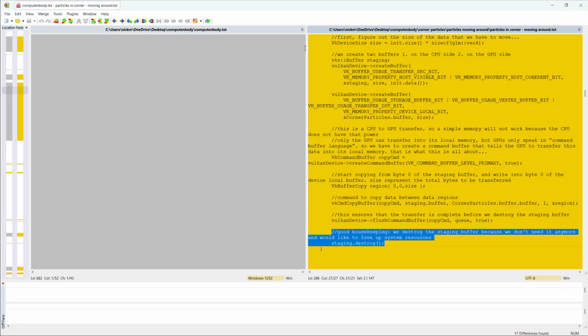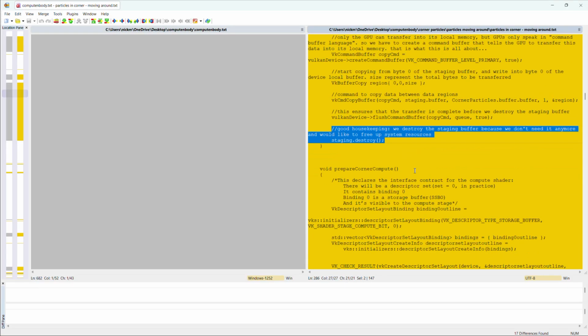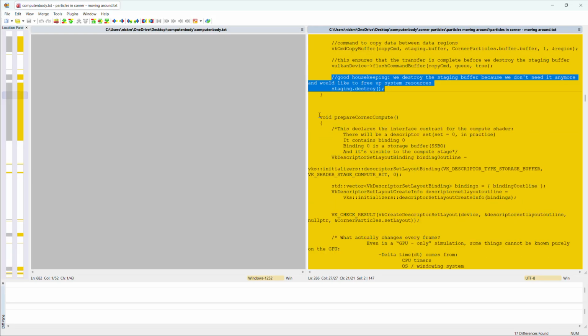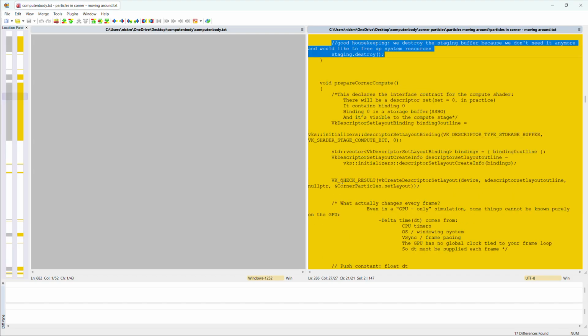All right, we're at 37 minutes right now, so let's just plow through this. So now we have to prepare corner compute. This declares the interface contract for the compute shader. There'll be a descriptor set. It contains binding 0. Binding 0 is a storage buffer, and it's visible to the compute stage, right? So we do the descriptor set stuff, the bindings, all of that stuff.